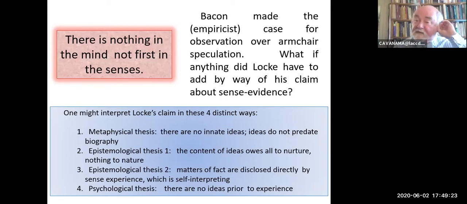We can see four theses in Locke, and I'm not going to spend a lot of time on this, but just to mention them. One metaphysical thesis, two epistemological theses, and one psychological. There are no innate ideas, and ideas do not predate our biography. The content of the ideas owes everything to nurture, nothing to nature. Matters of fact are disclosed directly by sense experience, which is self-interpreting, and there are no ideas prior to experience.